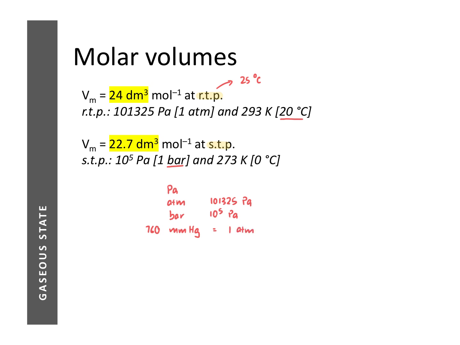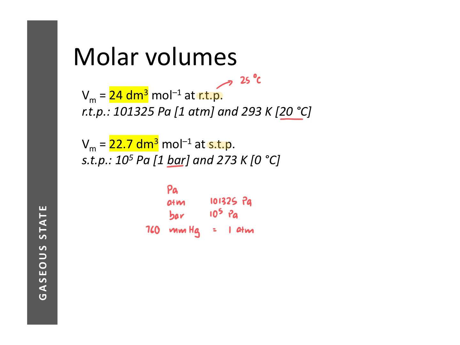Okay, so STP represents a pressure of 1 bar, which is 10^5 pascals. Essentially, 1 bar and 1 atmosphere are very, very close, because it's just a difference of 1325 pascals. The temperature at STP would be 0 degrees Celsius, which is 273 kelvins.